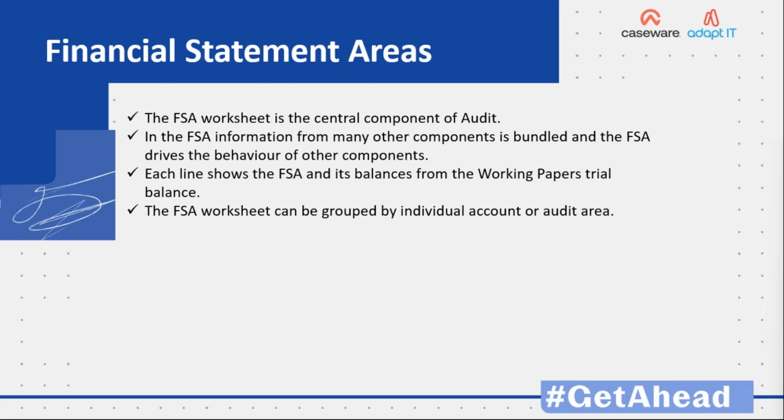Please note that your FSA worksheet can be grouped by individual account and or audit area. If you scroll through your FSA, you'll see that it starts with your balance sheet line items, your non-current assets, your current assets. Then if you scroll down, your equity, your liabilities, non-current, current liabilities, and your P&L items. So still stay in the flow of your financial statement.